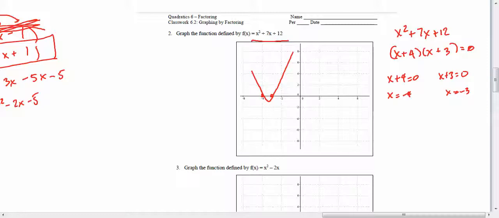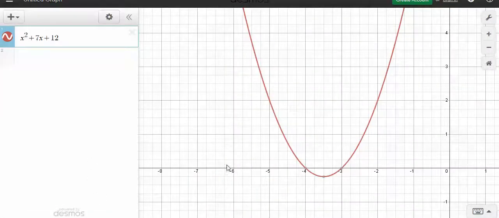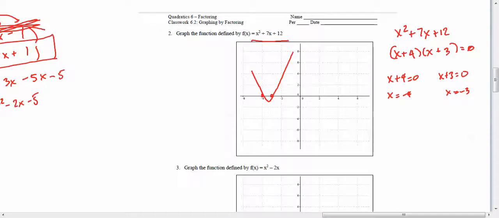Watch. If I go back to Desmos, look at where that thing crosses the x-axis. At negative 4 and negative 3. Oh, snap. That's pretty cool. That is pretty cool, huh?